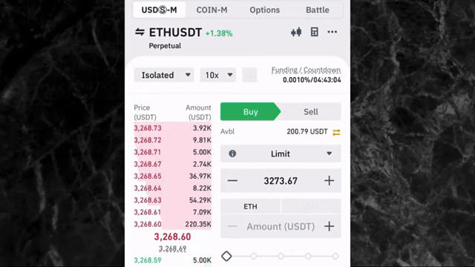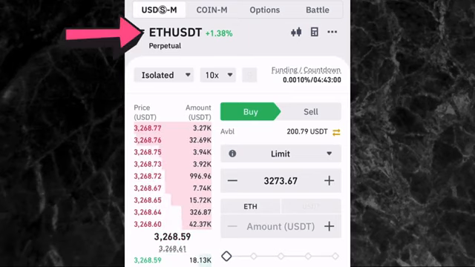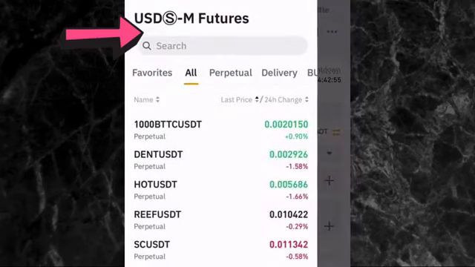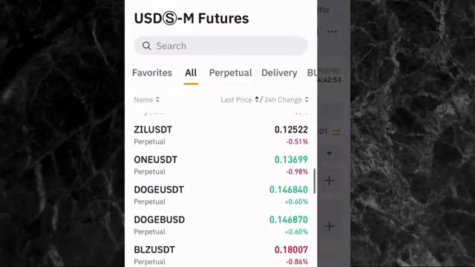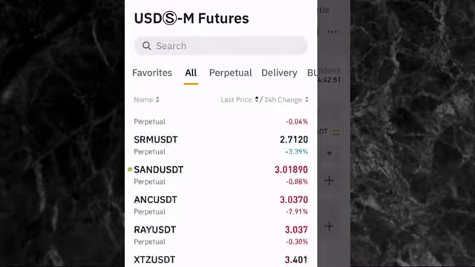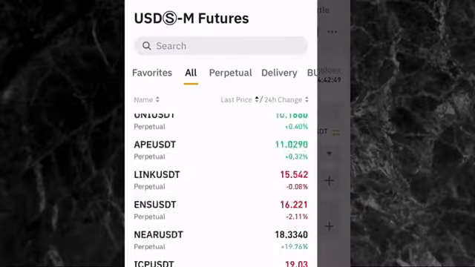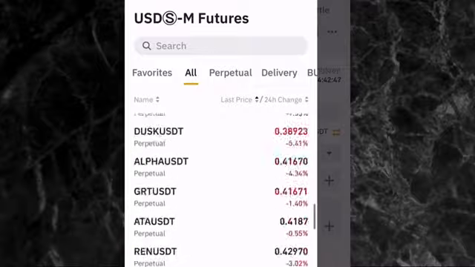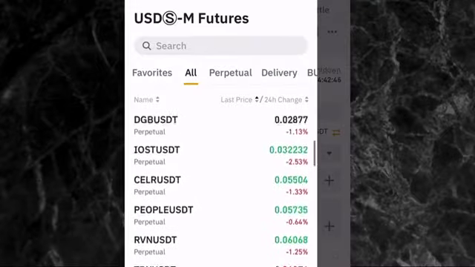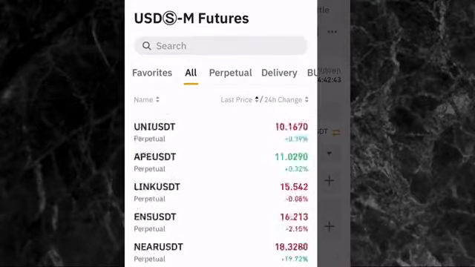So the next thing I need to show you is where to see all the futures contracts that you can trade. Now, if you come up here to where you have ETH USDT, where the arrow is pointing to, you tap on it, and right here you're going to be seeing all the futures contracts that you can trade on futures trading. So you can see everything right here. These are all the futures contracts that you can trade. Now, if you scroll down, let me scroll down to the bottom and show you something.